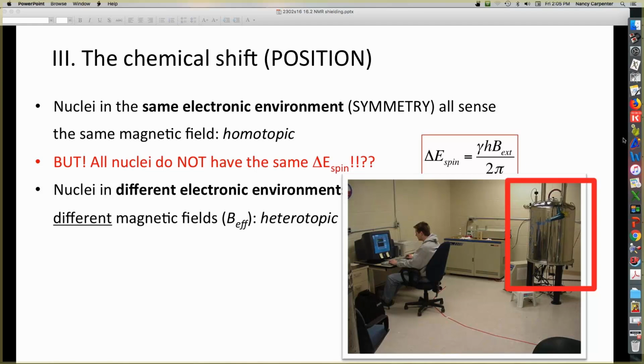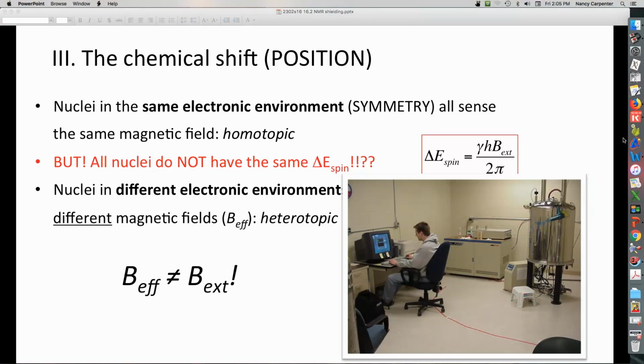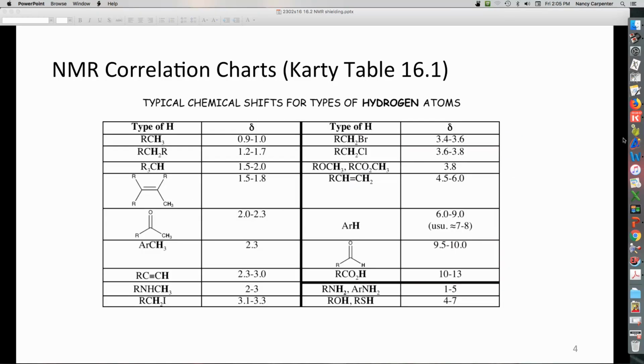It is at 7 Tesla, but the external magnetic field associated with that magnet is not the same as the effective magnetic field that heterotopic nuclei feel. So let's dive into this. This is a good thing because that means different kinds of hydrogens and different kinds of carbons and different kinds of phosphorus in an NMR active nucleus.